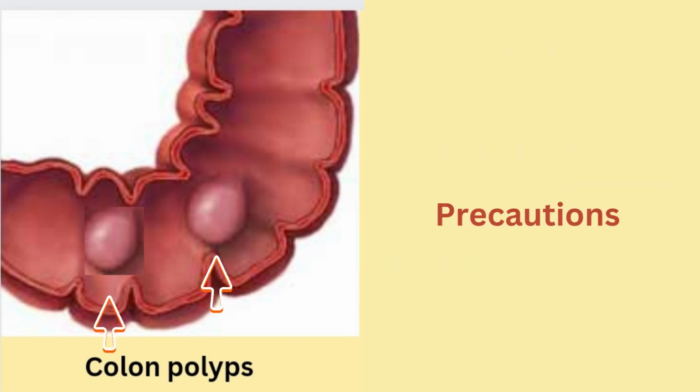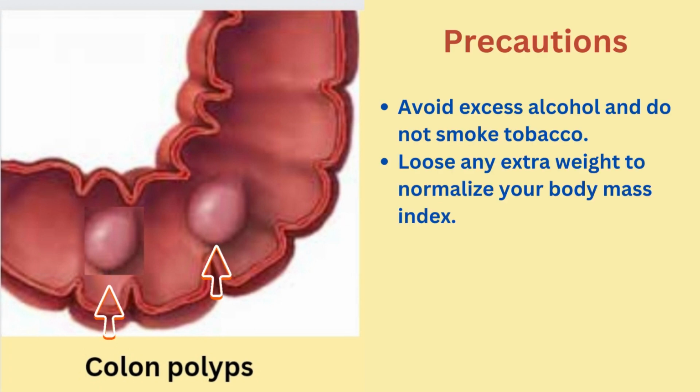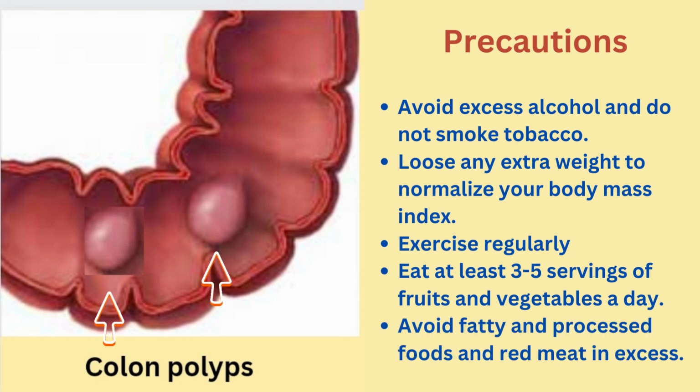Now let us see the precautions. Avoid excess alcohol and do not smoke tobacco. Lose any extra weight to normalize your body mass index. Exercise regularly. Eat at least 3 to 5 servings of fruits and vegetables a day. Avoid fatty and processed foods and red meat in excess.